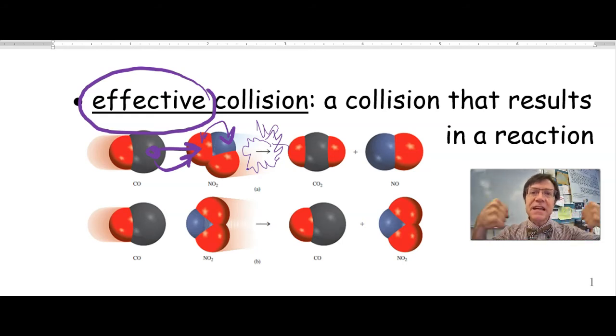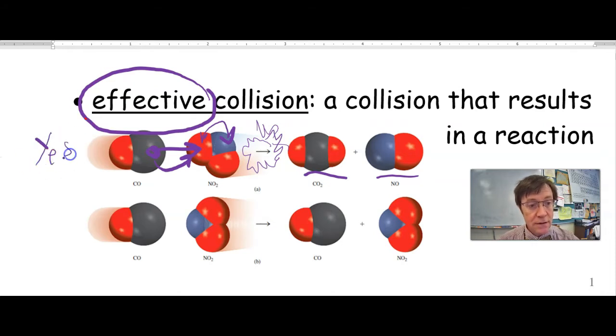But if they collide hard enough to break the bonds that are already there, to break the old bonds, right? If they do that, they blow up. And if they're lined up just right, when they snap back together, they snap back together into these new products. Does that make sense? That is an effective collision.